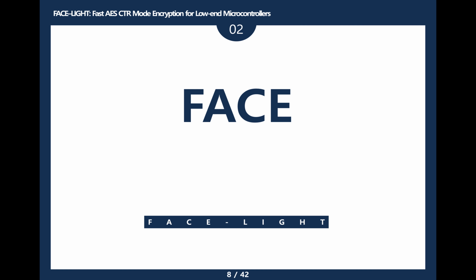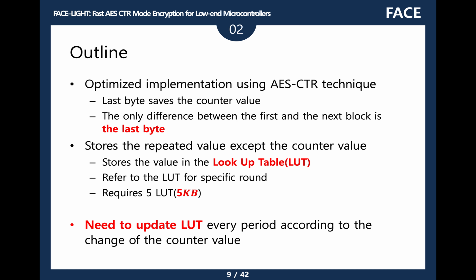Now, we will take a look at FACE, which is the technique we referenced. FACE utilizes the fact that only the last byte of the initial vector changes according to the counter value, which increases by 1 on each block. The rest of the initial vector will remain the same until some point. They make a lookup table with the unchanged values of the initial vector except the last 1 byte and will use it in future block operations. The size of the table will be 5 kilobytes and needs to be updated on certain periods.